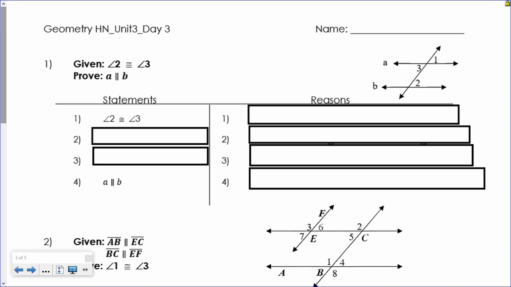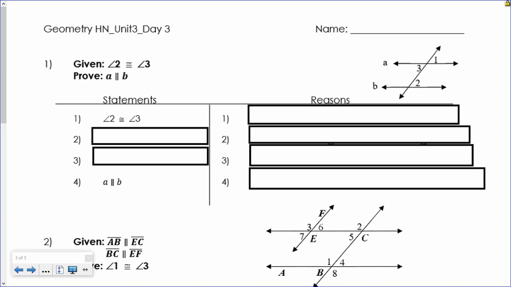So for this one here, I know that angle 2 and angle 3 are congruent, and I'm trying to prove that A is parallel to B, right? This is actually proving the converse of the alternate interior angles theorem. Right? Our alternate interior angles theorem tells us that if the lines are parallel, then I know the alternate interior angles are congruent. We're trying to prove the reverse of that. Okay? So this is going to help us understand why it's true that we can use the converse.